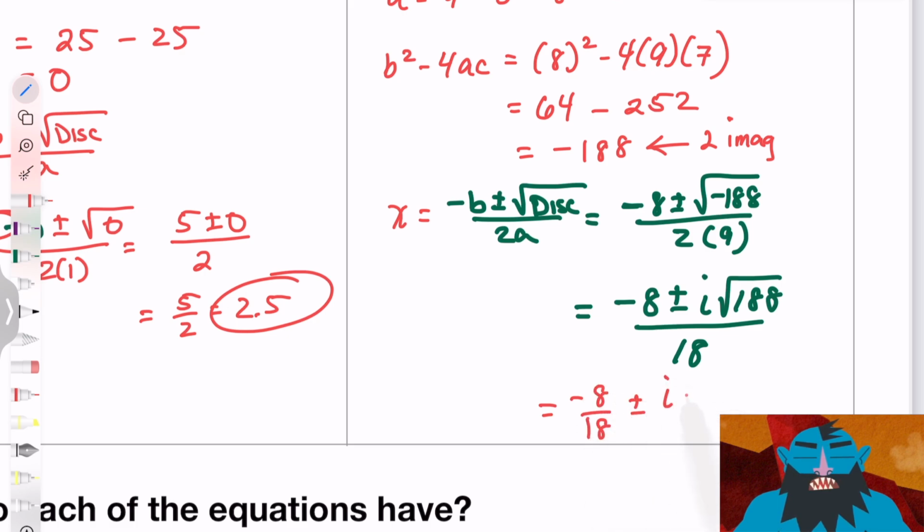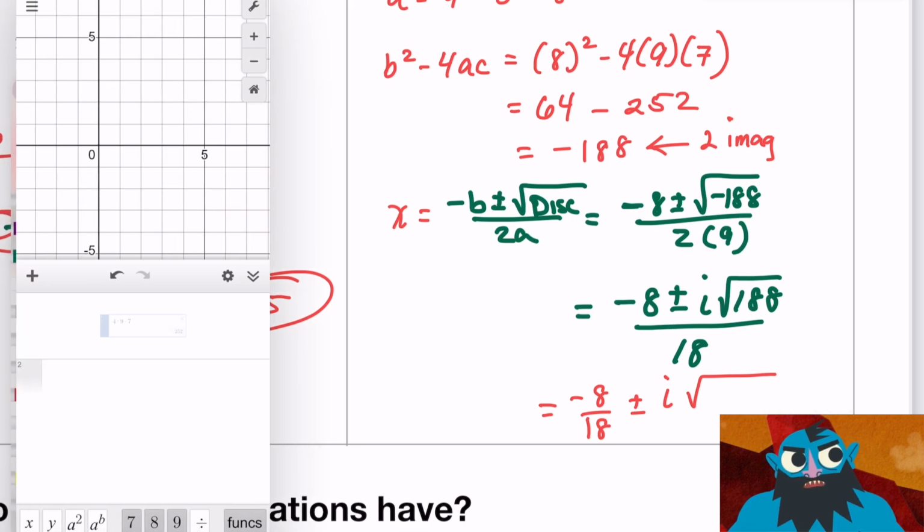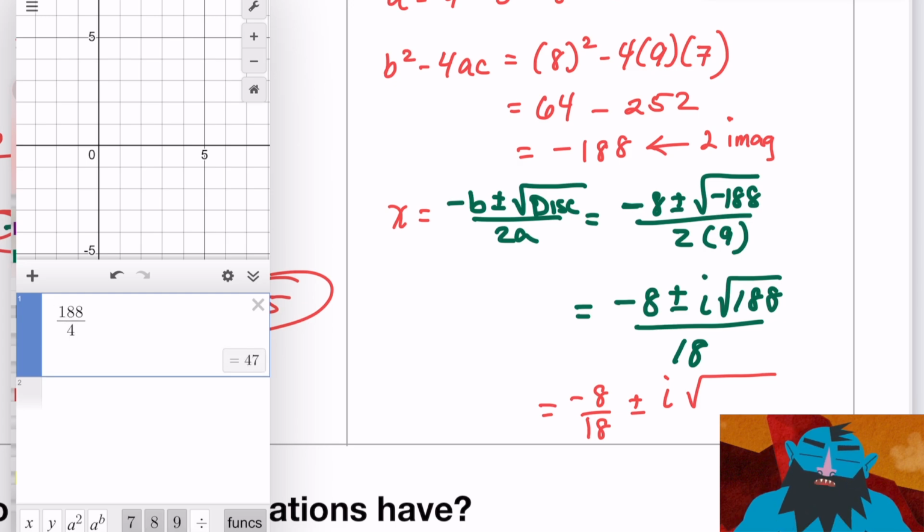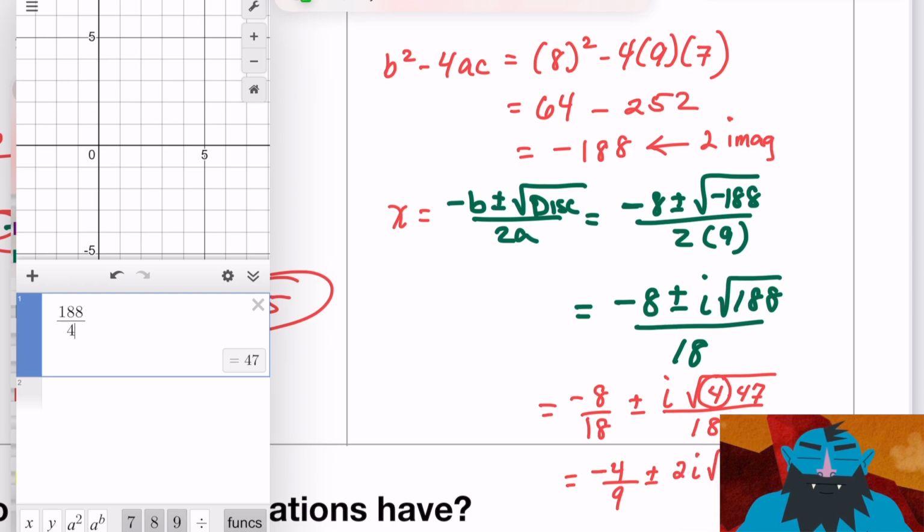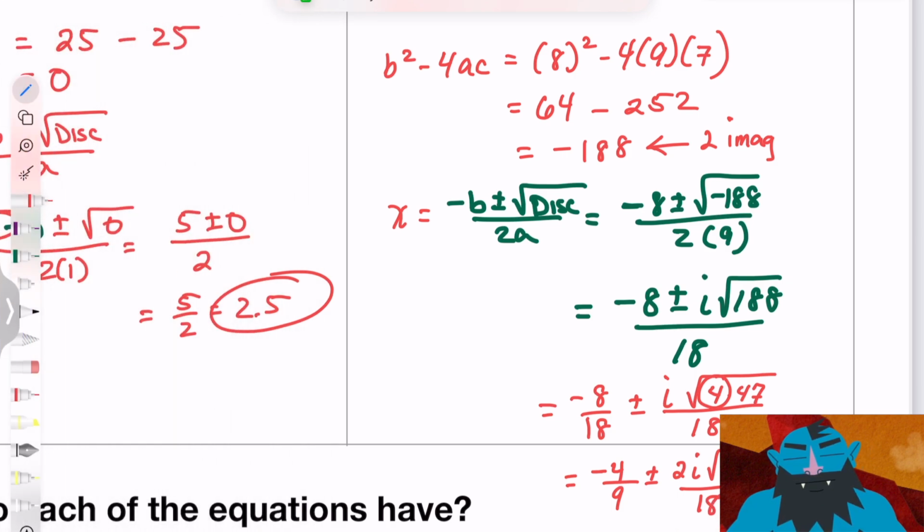Now I got to factor this 188. And that's not an easy thing to do, right? But I'm looking for things that are perfect squares. And so I'm going to divide them by 4. 4 goes into it 47 times. And 47 does not break down any more than that. So I'm going to think of that as a 4 because I can square root that 4. And my final answer, both divisible by 2, plus or minus. I bring the 2 out to join the i, all over 18. So it looks like I got one more simplifying I can do. Let's see here. Gotta make sure.